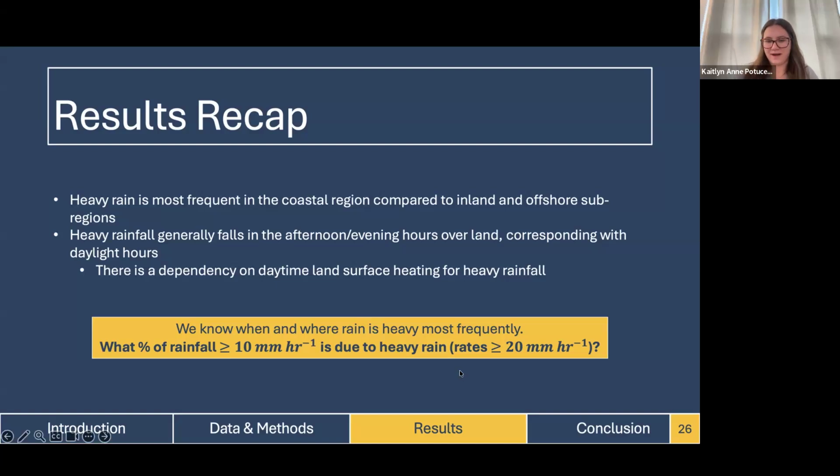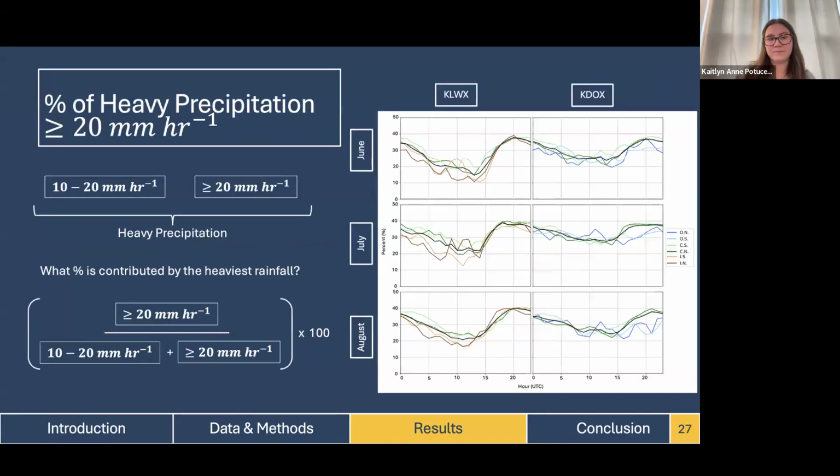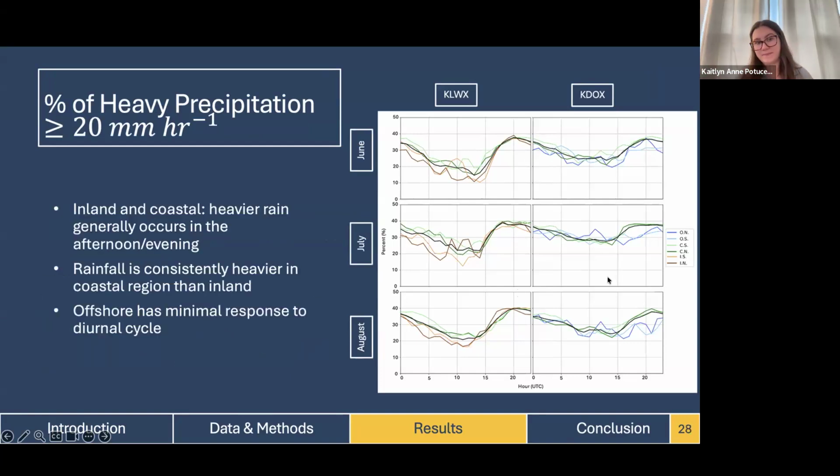So we know when and where heavy rain falls most frequently now, but we need to get a general sense of the intensity of rainfall. So if we consider all rainfall greater than 10 millimeters an hour, what percent of that is due to this heaviest rain that we've been looking at, this 20 millimeters an hour or higher? We can do that by calculating a simple percent contribution of the heaviest rainfall of 20 millimeters an hour to everything above 10 millimeters an hour. So that's what's represented on the right-hand side here for all hours of the day.